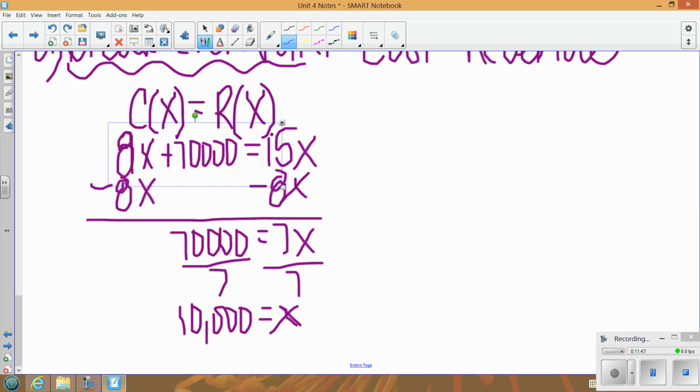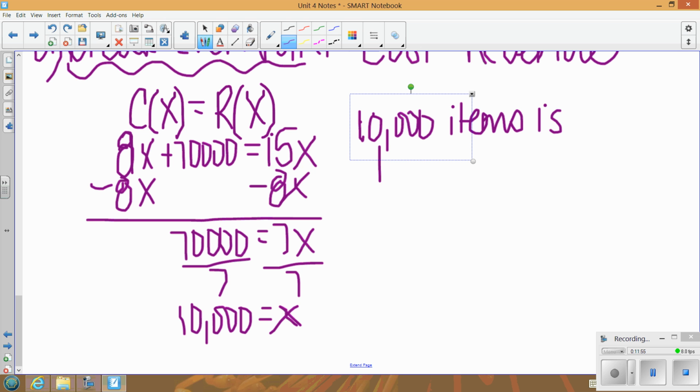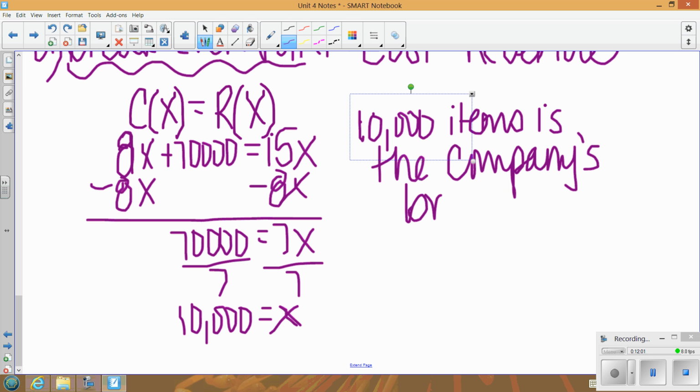So you can write that. So 10,000 items is the company's break even point.